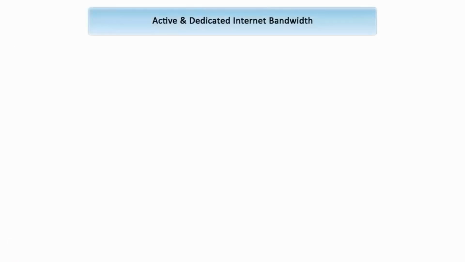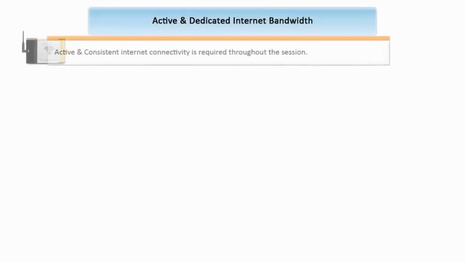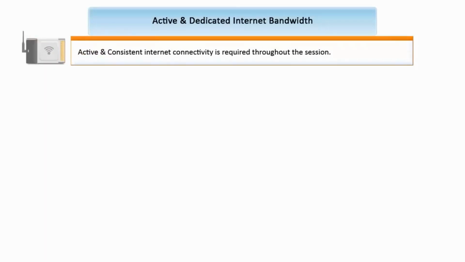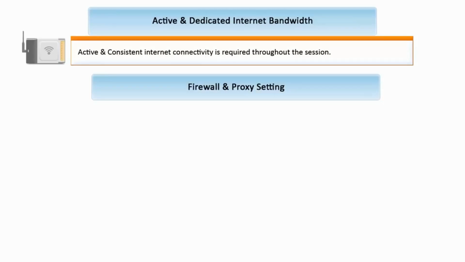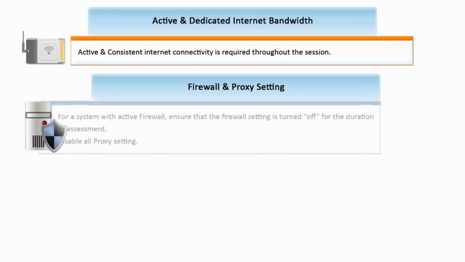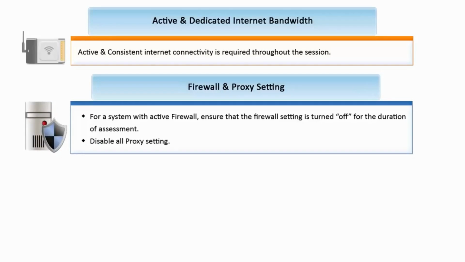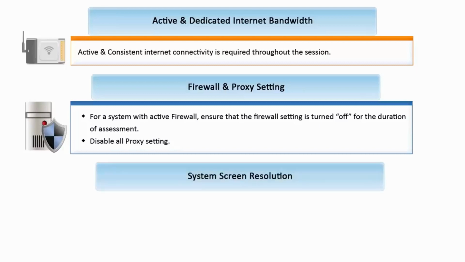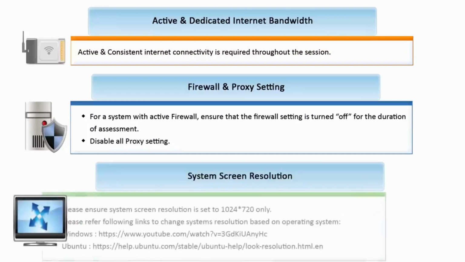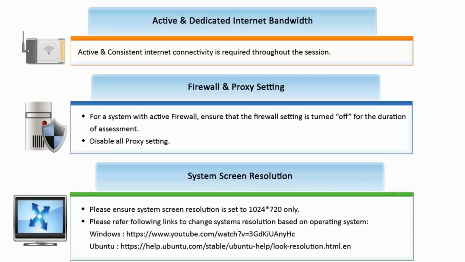Active, dedicated internet bandwidth. Active and consistent internet connectivity is required throughout the session. Next is firewall and proxy setting. For a system with an active firewall, ensure that the firewall setting is turned off for the duration of assessment and disable all proxy settings. System screen resolution. Please ensure system screen resolution is set to 1024x720 only. Please refer to the links provided to change the system's resolution based on operating system.